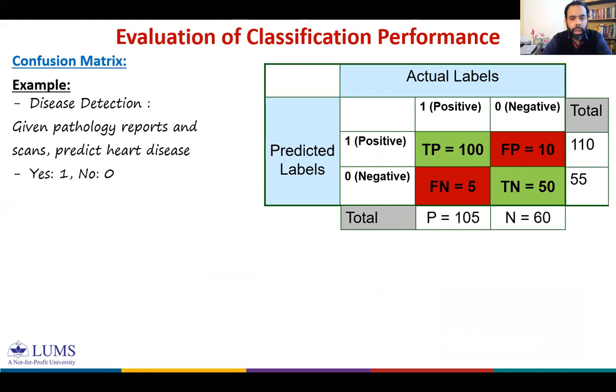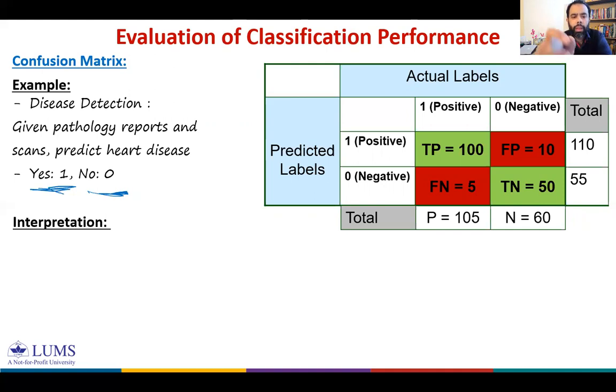Okay, we take an example from disease detection. Given pathology reports and scans of a patient, your classifier predicts whether the person is suffering from heart disease or not. If heart disease is detected, you call it yes, that means positive class; no, 0, negative class. You carry out analysis on 165 patients, find true positives, true negatives, false positives, false negatives, and construct this confusion matrix. If you're given this confusion matrix, how would you interpret it?